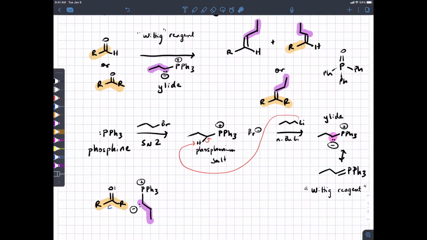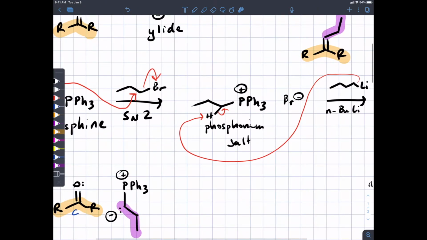You can make the Wittig reagent by taking a phosphine, which is what you call a phosphorus bonded to 3 carbon groups, in this case benzene rings. The phosphine can be a nucleophile. It has a lone pair just like an amino group can. You can do the SN2 reaction where the phosphine dumps its electrons into the carbon-bromine antibonding orbital and breaks the carbon-bromine bond. And that makes this new product known as a phosphonium salt.